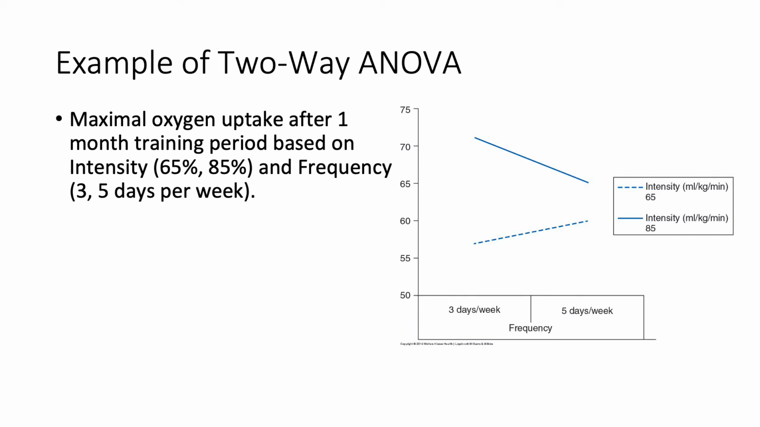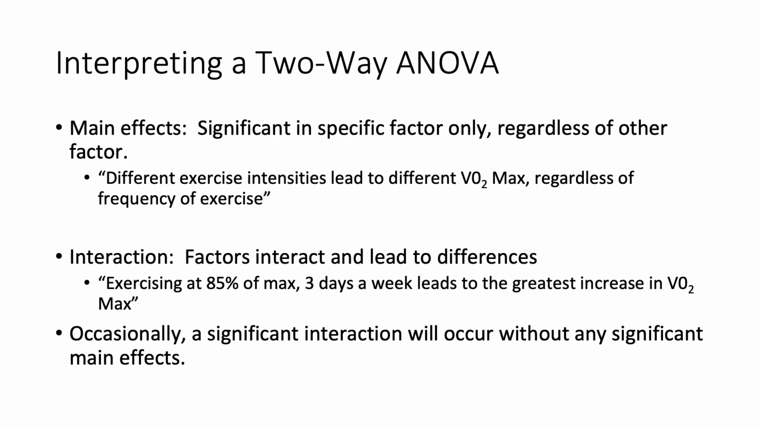Here's the graphical representation of VO2 max after a 1-month training period based on 2 exercise intensities of 65% and 85% of heart rate max and 2 exercise frequencies of 3 and 5 days per week. The main effects is where there is significance in a specific factor only, regardless of other factors. How we interpret the main effects for frequency is that it indicates that both 3 and 5 days a week don't provide different VO2 max values when pooling across the different intensity levels.